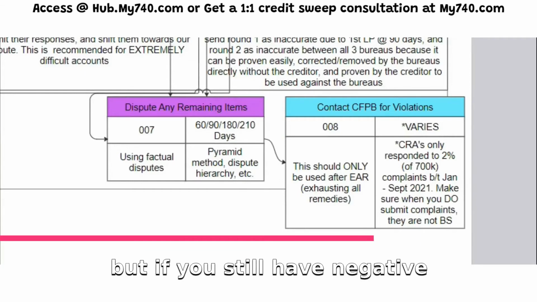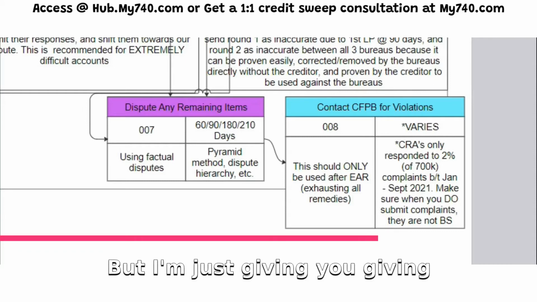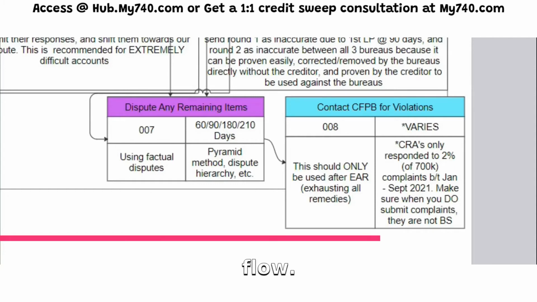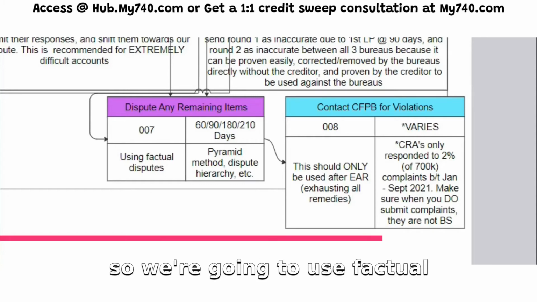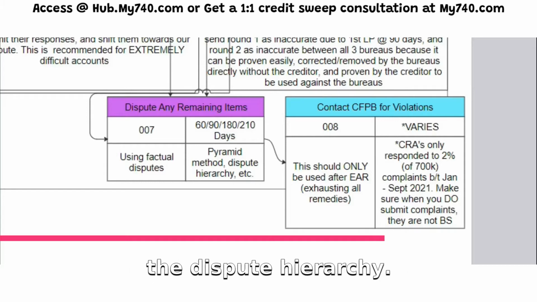But if you still have negative items, now, a bit of a caveat here, you can add a bunch of different tactics in here, but I'm just giving an example of a bulletproof credit sweep dispute tactics flow, okay? So we're going to use factual disputes, and we're going to use the pyramid method, the dispute hierarchy, and so forth, to remove the rest of those negative items.